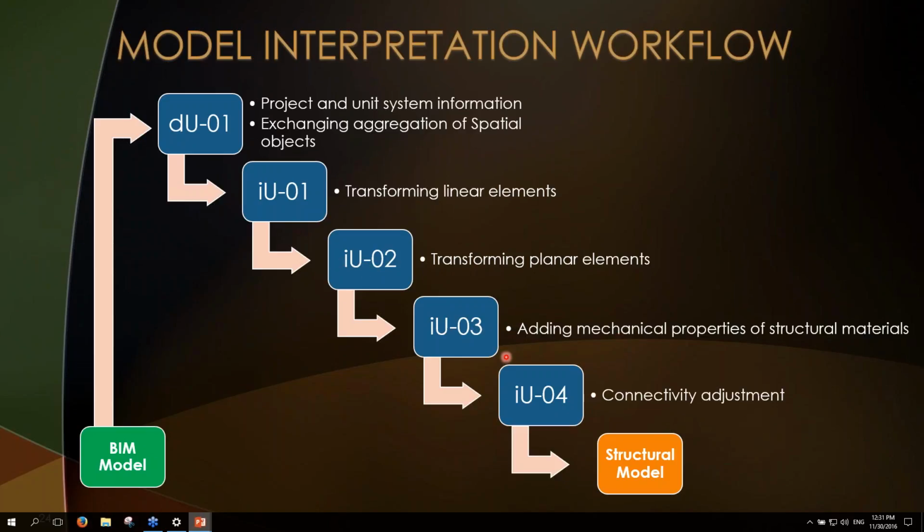In another interpretation unit, we add the mechanical properties of structure materials, because those things are not included in coordination view. So we need to add a modulus of elasticity, the yield strength, and so on to the output structural model. And then we do some connectivity adjustment, which was the most challenging unit in this interpretation engine. To give you an example of how these units are defined and how they work, I'm going to explain this interpretation unit.